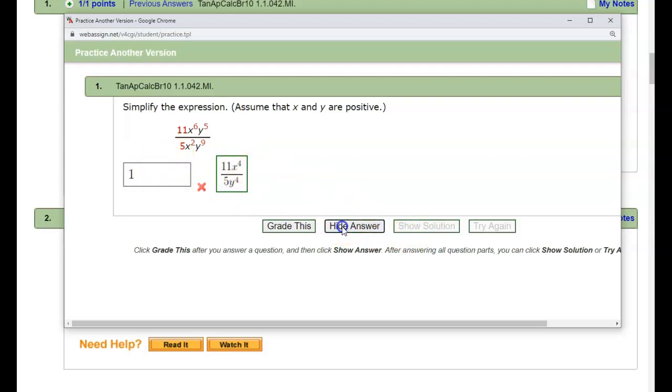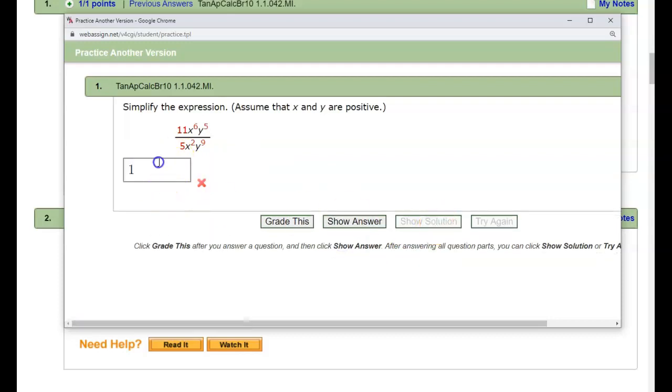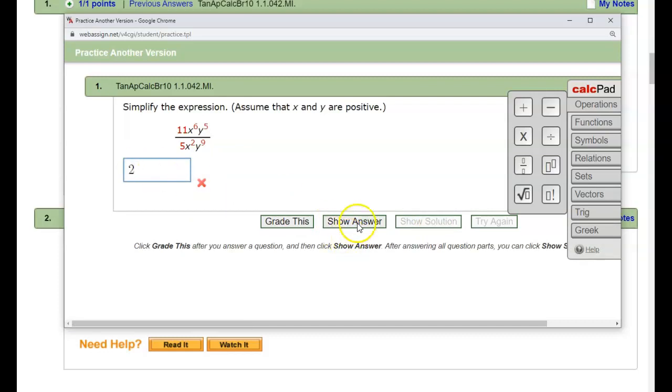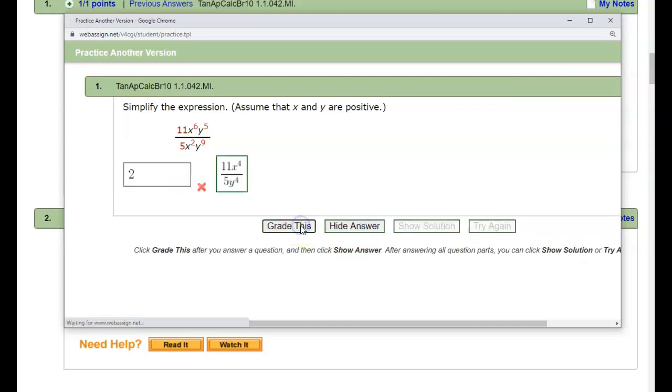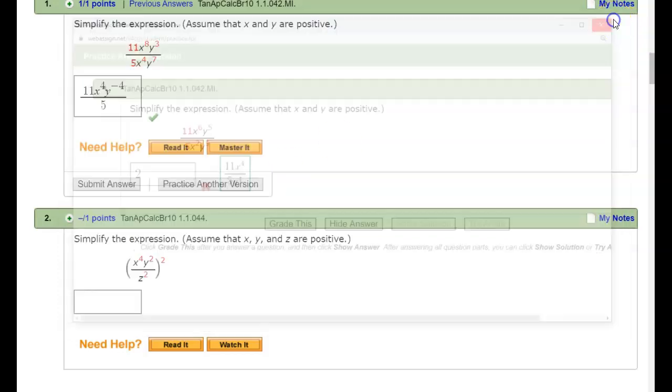If I hide the answer, it might let me show the solution. I'll try that one more time. At some point, it might show me a solution and let me try it again. Depending upon what it is, there's not a whole lot of solution going on here, but you can see what the answer was expected to be, especially if you're not quite sure where you might be making a mistake. You're allowed 5 times. If you miss it the first time, you might come in here and see what they're expecting, because it could be that you're not giving a fraction when you should be, or you're giving negative exponents when you shouldn't be.